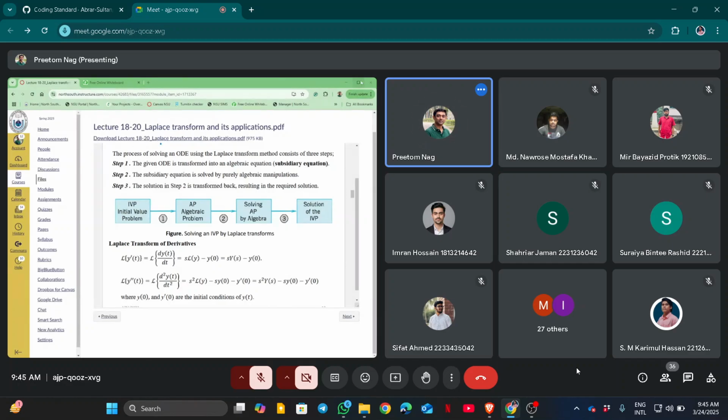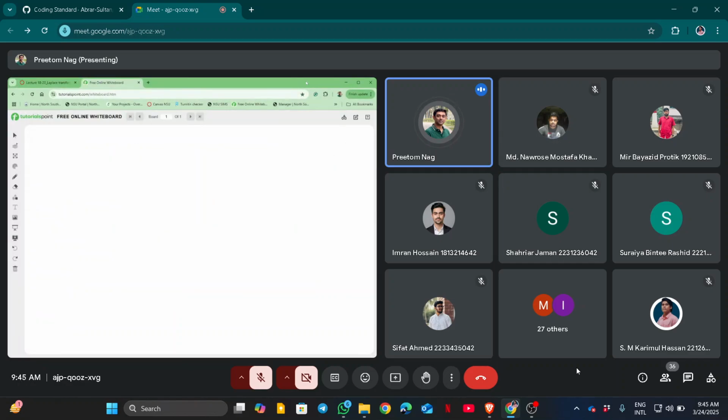Okay. So let us start with writing the Laplace transformation for the first derivative and the Laplace transformation for the second derivative. Give me a second. Let me add this. Okay, there you go.